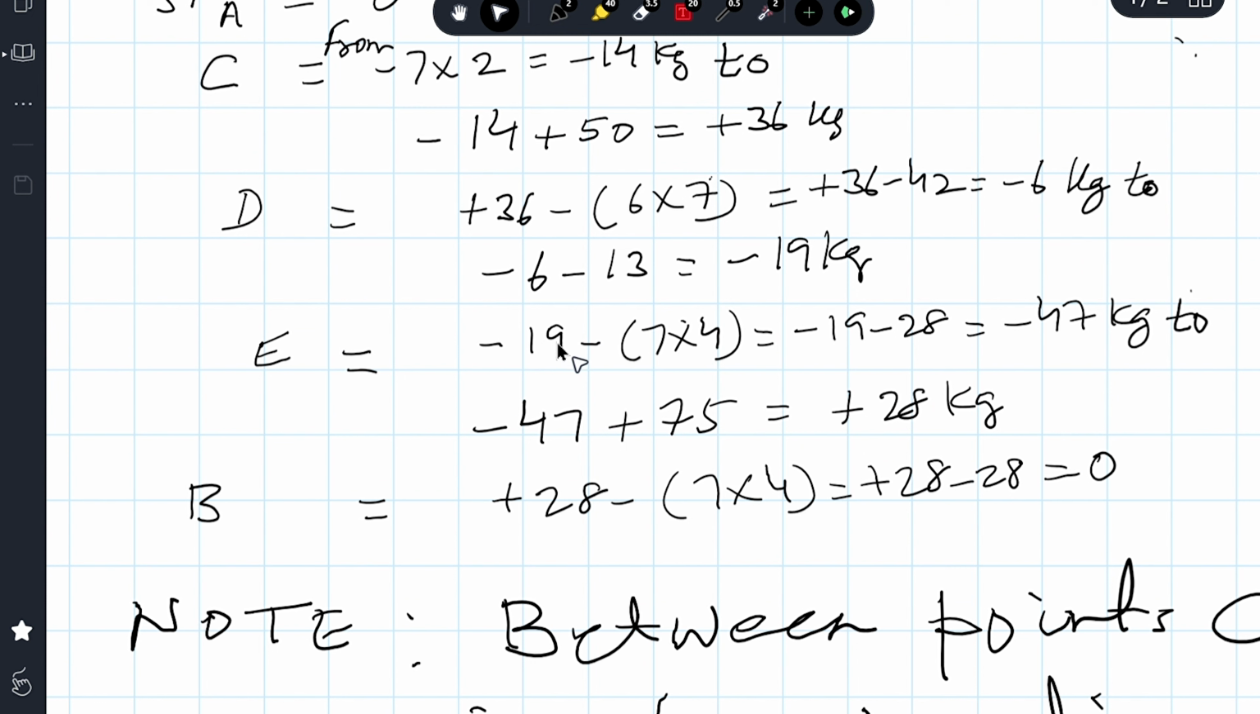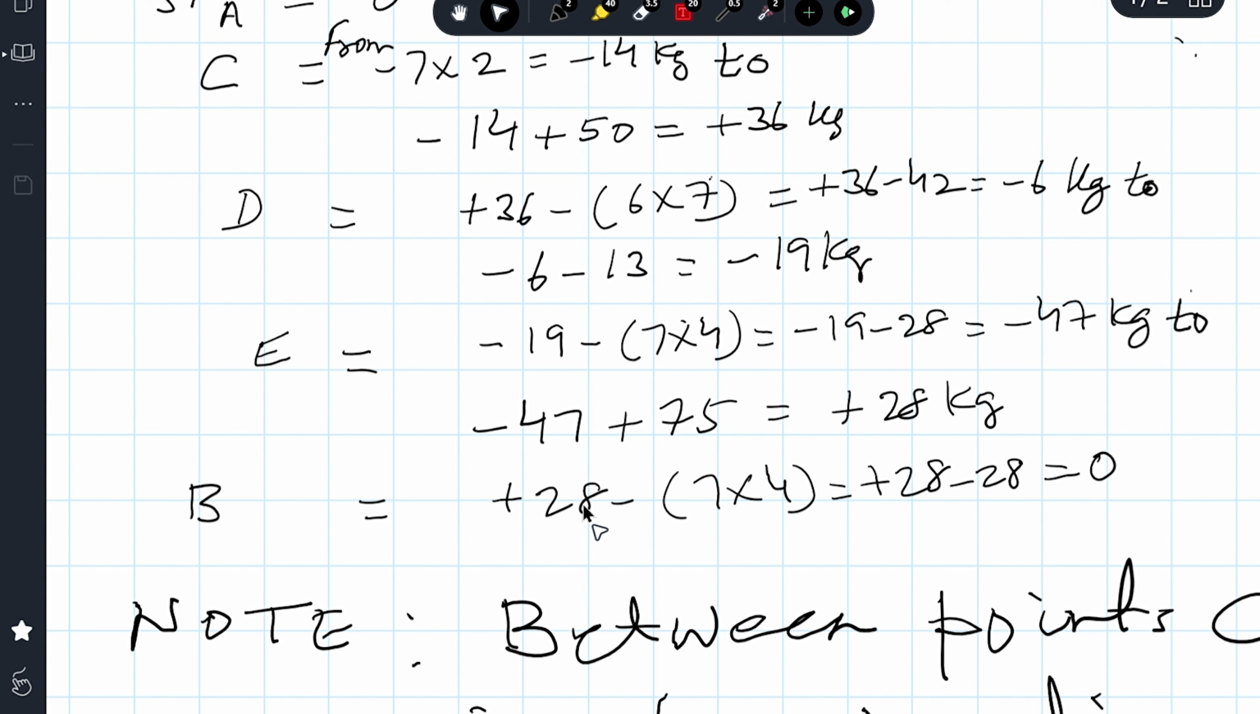So minus 19 was to the left, and additional between D and E, minus 7 into 4, minus 28. So minus 19 and minus 28 will make minus 47 kg. That is to the left of E. And at E I have a 75 kg reaction force which is acting upward, positive. So minus 47 will carry forward, and all that I have to do is add the 75 kg reaction force to it, and I get plus 28 kg. So at E, SF is changing from minus 47 to plus 28.